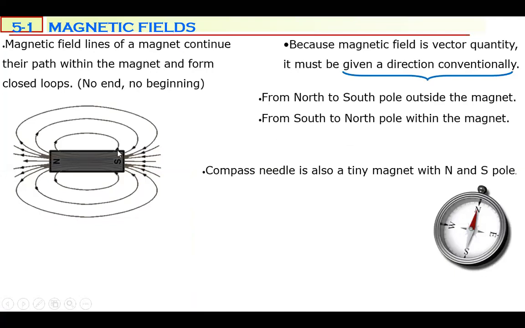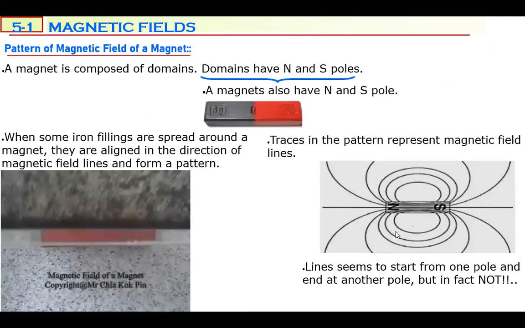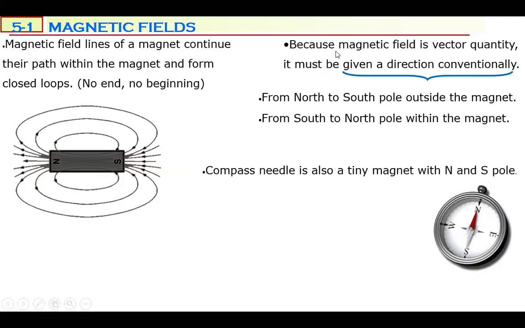For that, as in they have no end and they have no beginning. So then, if it is like this, even when we look at this figure, we cannot see that exactly they have a direction. But because a magnetic field is a vector quantity, we should give the magnetic field a direction conventionally. The direction of the magnetic field is assumed to be from North Pole to the South Pole outside.